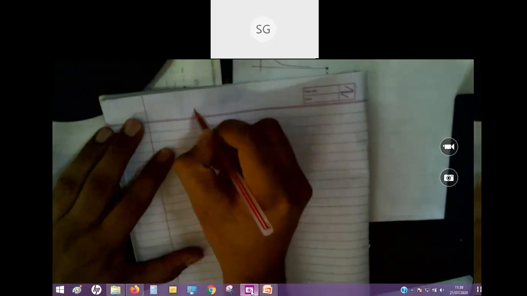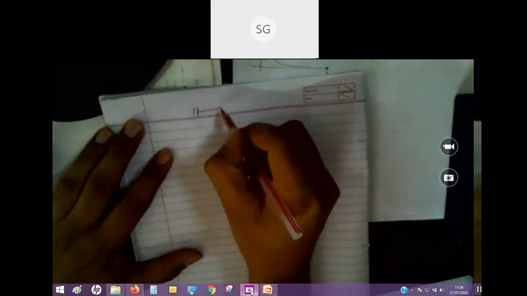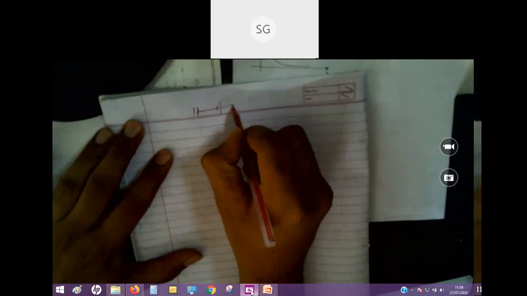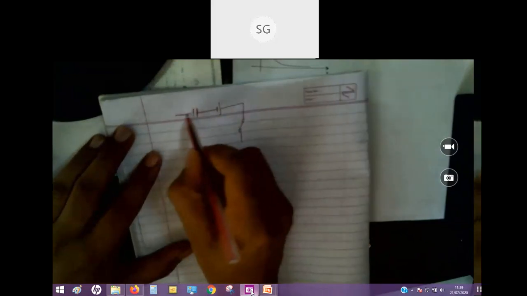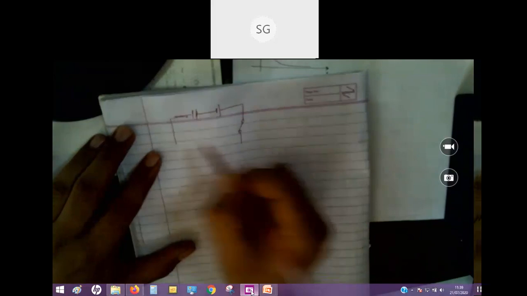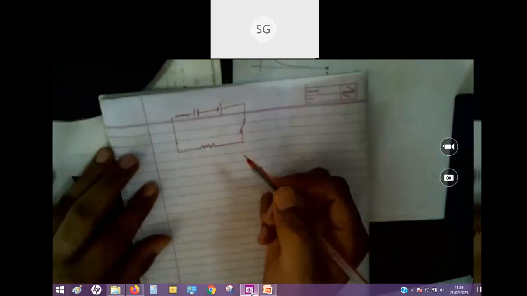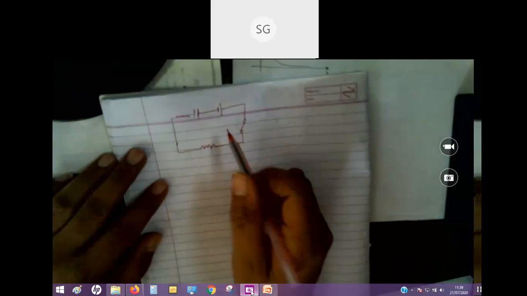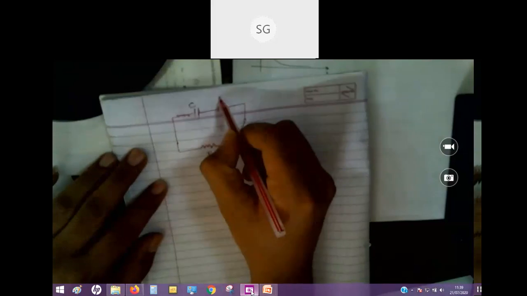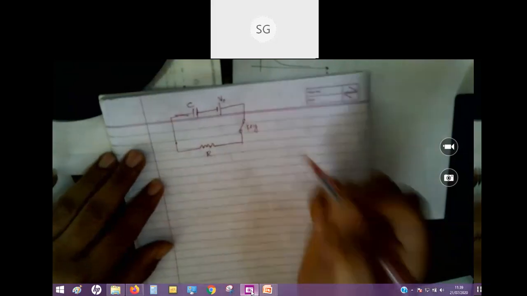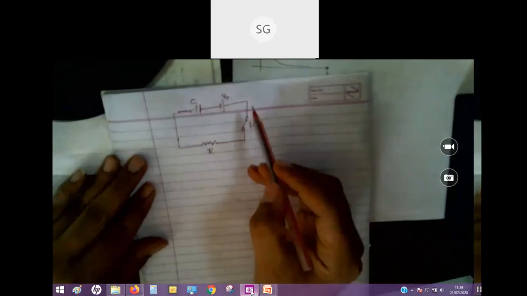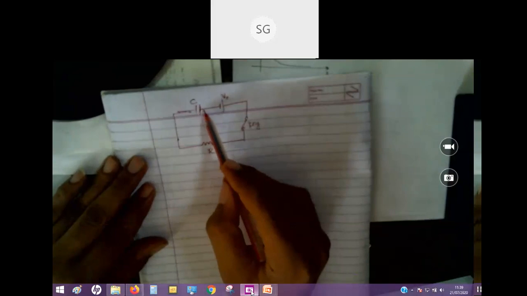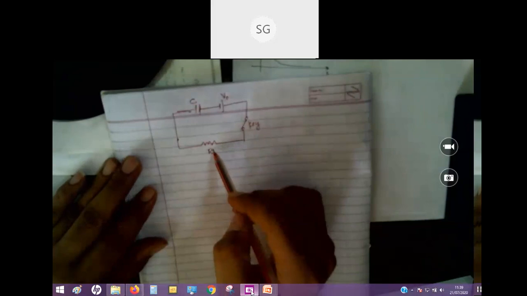So let's say a capacitor is there, a battery is there, and this key is also there. What we are going to do is connect the resistance R, and the voltage given is V naught. This is the key. Now what they have said is that capacitor C is getting discharged through this R.